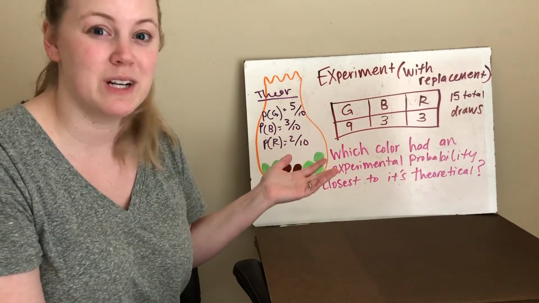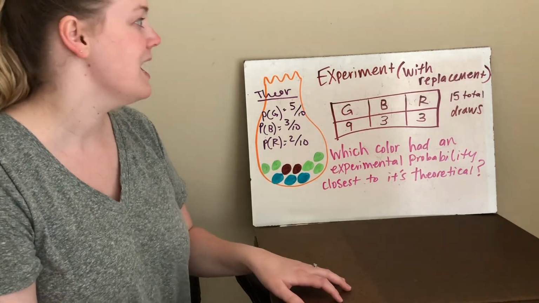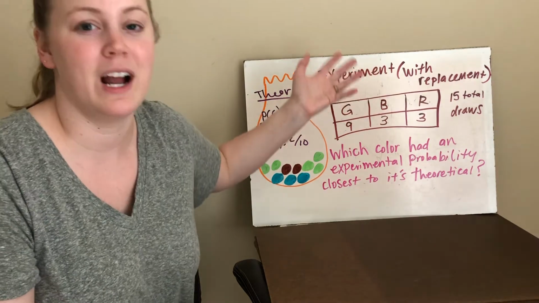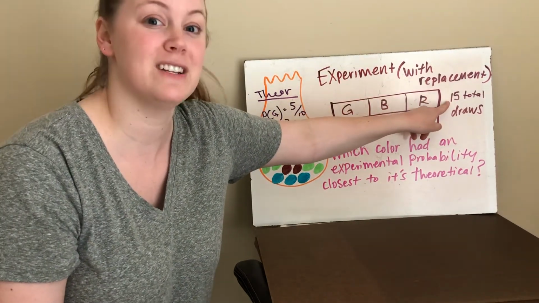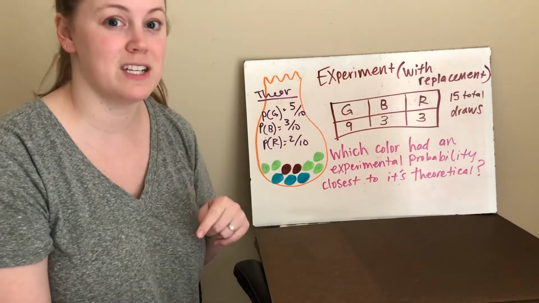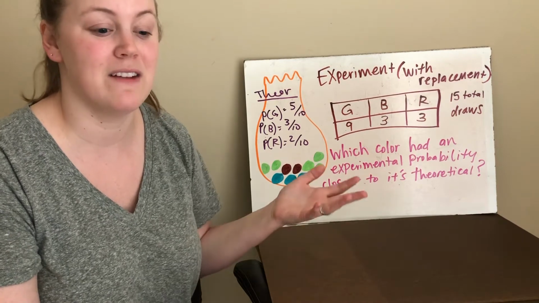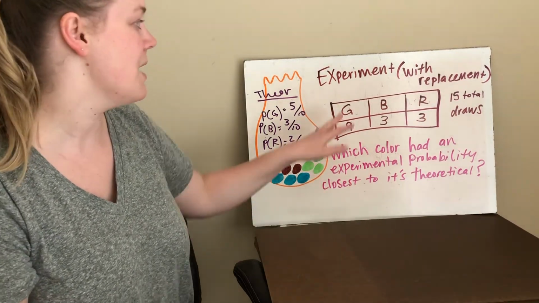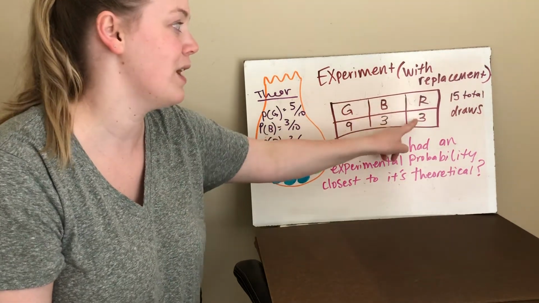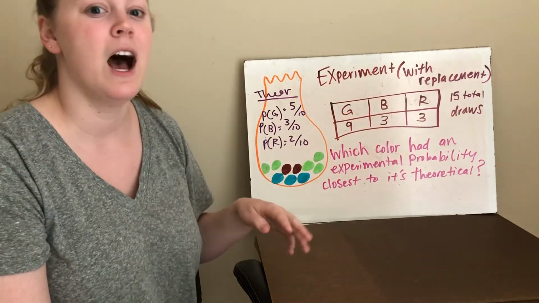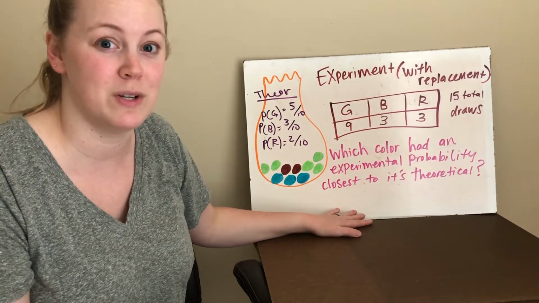But we know in experiments, different things can happen. You never really know what might happen in an experiment. So in an experiment, we're not going to go through the experiment. I'm just going to tell you what the outcomes were. We had 15 total draws. We did replace the marble in between each time, so every marble had an evenly likely chance each time. And the green was pulled 9 times, the blue was pulled 3, and the red was pulled 3 times. Now, the question is, which color had an experimental probability closest to its theoretical?